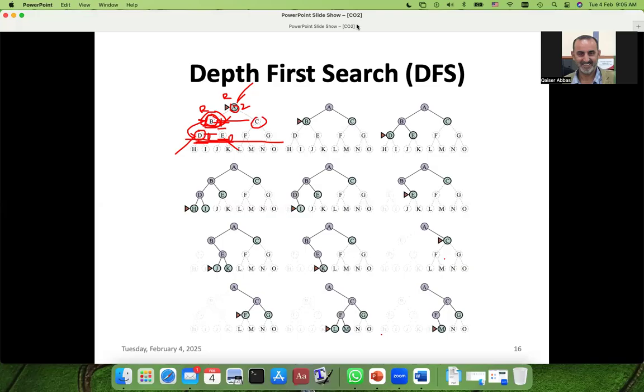And what is the next child from the node? What child next will I get? G. Child is G, and the limit is what? 1 minus 1 is 0. So I will call RLS again with G and limit 0. We are checking whether this is a goal; this is not a goal. Limit is 0, yes, return cutoff. Cutoff occurred when we are returning cutoff.